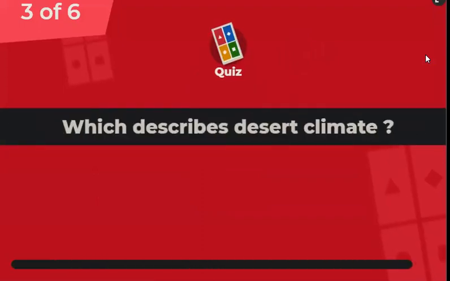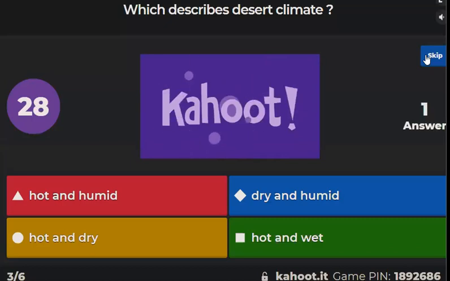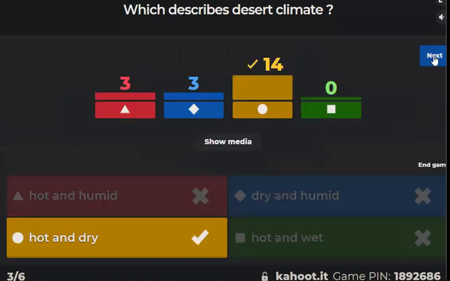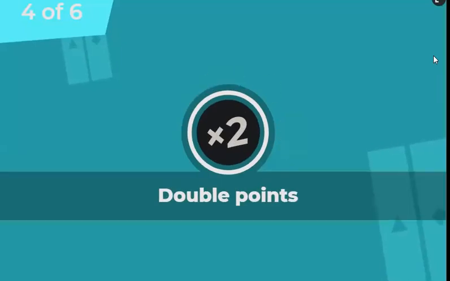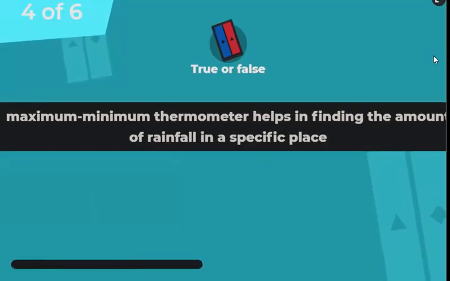Which describes desert climate? Tell me. Hot and dry, right? It's not dry and humid, or hot and humid. Humid means rain, okay? Hot and dry. Very good, Esther. Top. Won the second. Let's see if it continues.